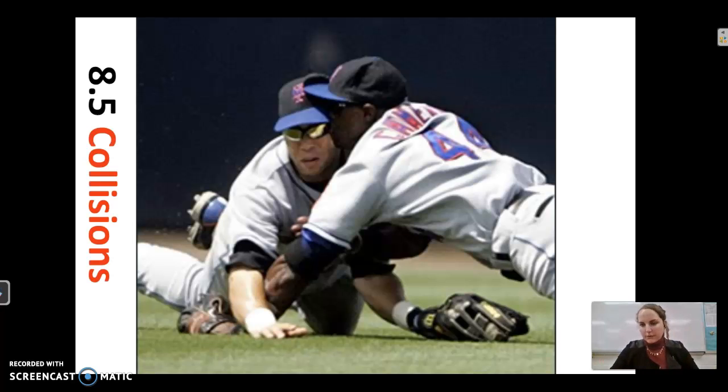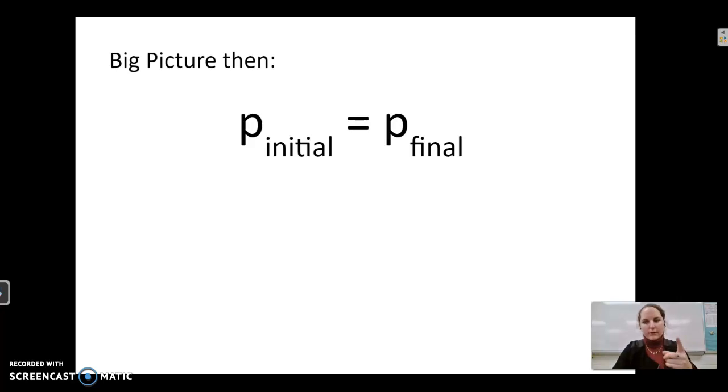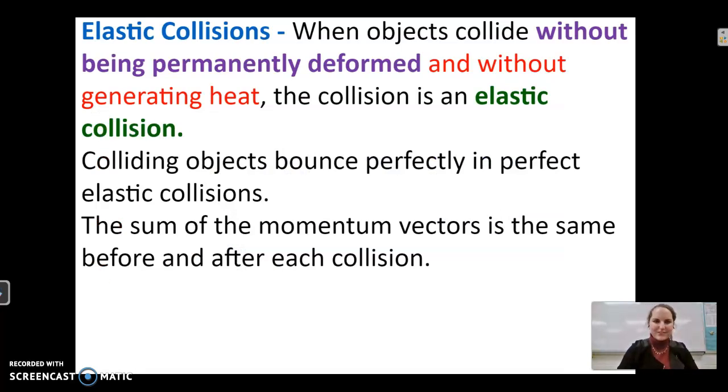So now let's talk about collisions. I hope you got this equation down. If you didn't, get it down. All right, so now let's talk about collisions. So our first collision that we are going to talk about is elastic collisions. And elastic collisions are when objects collide without being permanently deformed and without generating heat, and the collision is elastic.